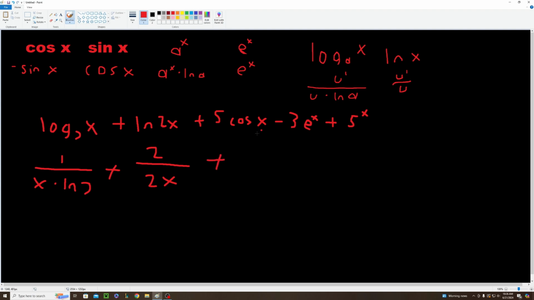And then we go into the cosine, 5 cosine of x. The derivative of cosine is negative sine, so it'll be negative 5 sine of x. Now let's go into the 3e to the x minus, and the derivative of e to the x is just e to the x. So it'll be minus 3e to the x. And then we have 5 to the x, and the derivative of that is 5 to the x times the natural log of 5. And that's pretty much it. You can simplify this too and just get 1 over x. And that's pretty much it for the derivative though. Now you know how to do all that.